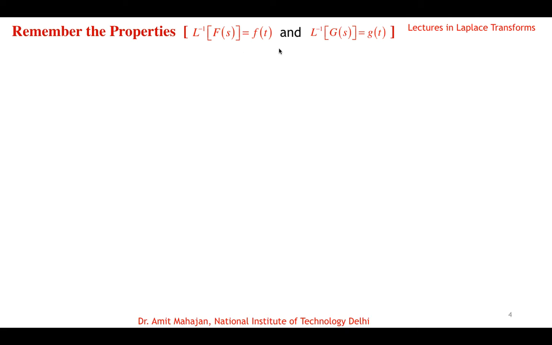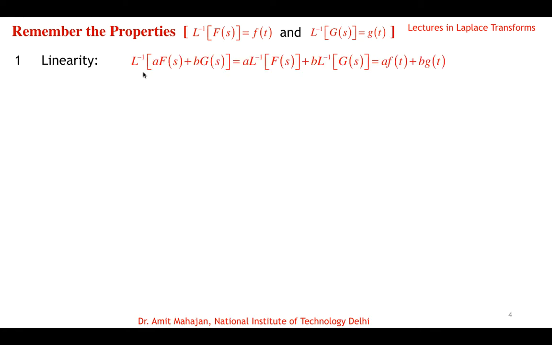So I'm saying that if Laplace inverse of Fs is Ft and Laplace inverse of Gs is Gt, then the first property that we did is linearity. Laplace inverse of a linear combination or sum of two functions is the sum of individual Laplace inverses. Because Laplace inverse of Fs is Ft and Laplace inverse of Gs is Gt, we have the result that it is A of Ft plus B of Gt. Okay, so Laplace inverse of sum of functions is sum of individual Laplace inverses. So this one property which was there in Laplace is there for the inverse.